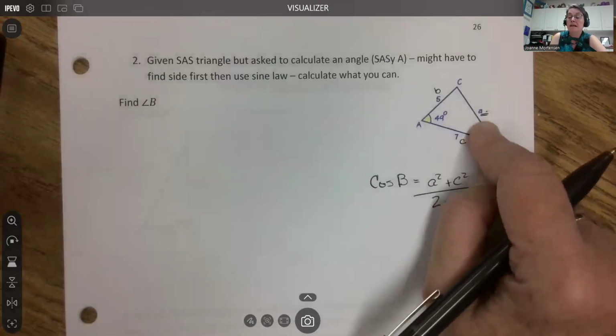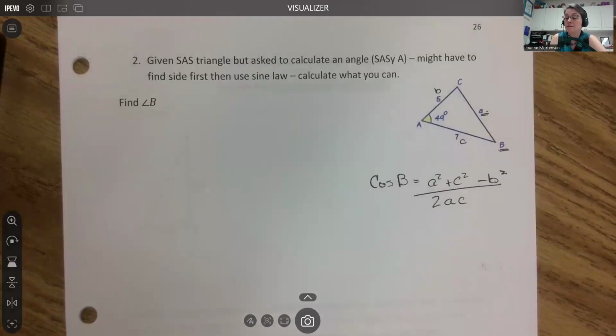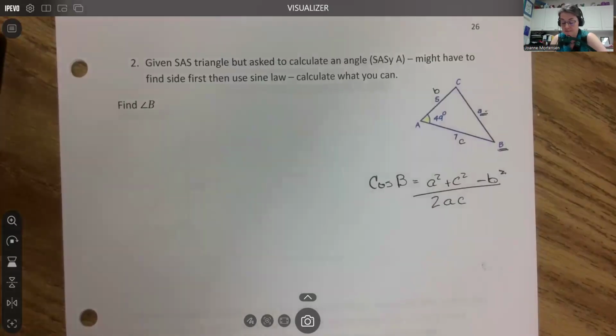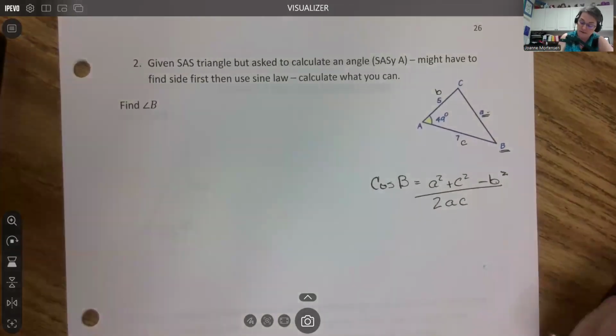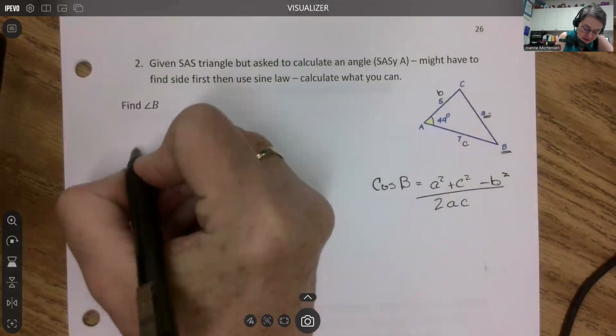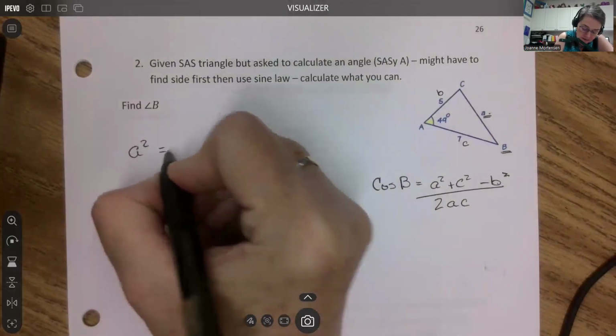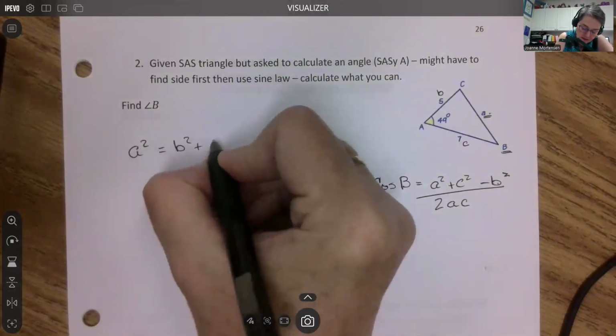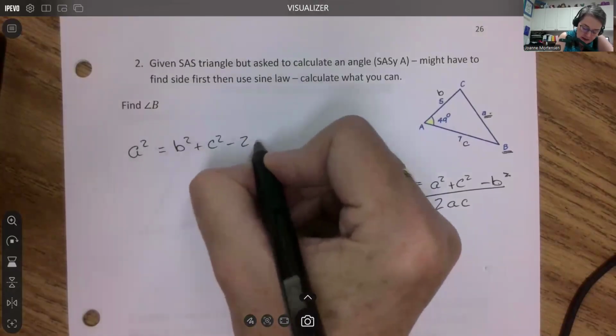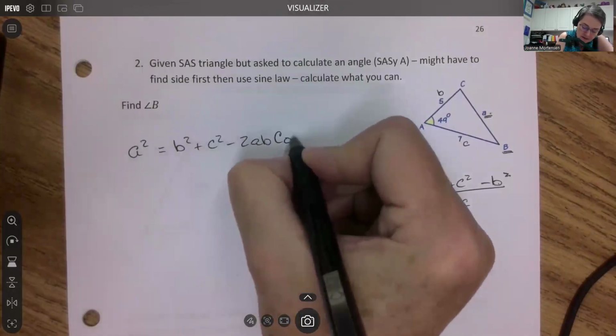So let's do that. Because if you've got nothing else in the question, you don't know what to do, do something. Don't just leave it blank. So let's find a. I'm going to go over here. a squared is equal to b squared plus c squared minus 2bc cos A.